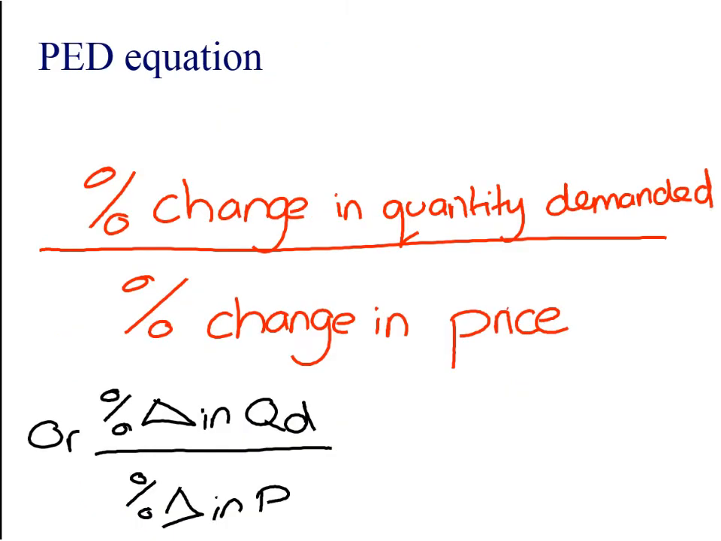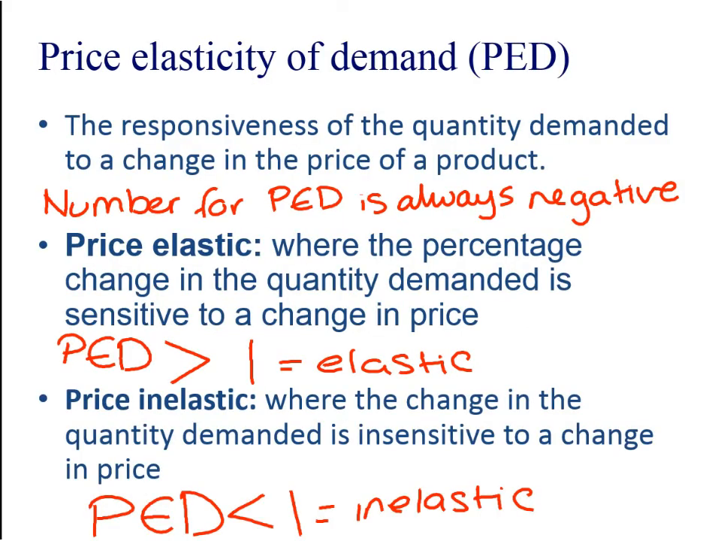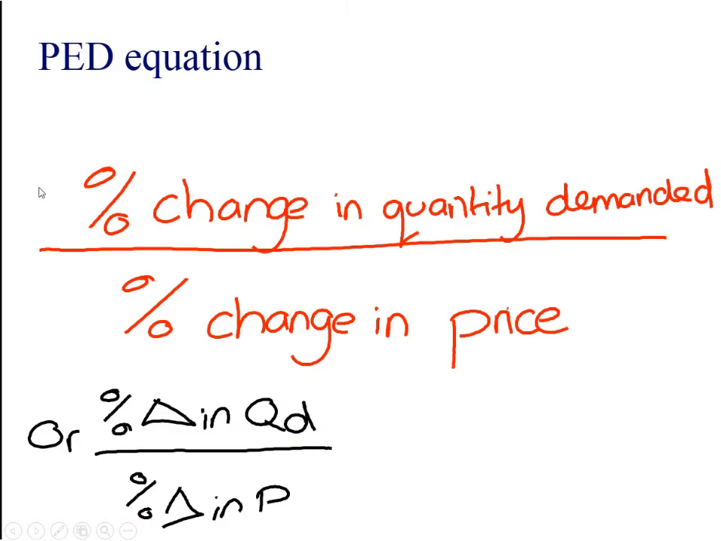Okay, so the equation here: you can either write the definition when you get those 2-mark questions, define PED, price elasticity of demand, or you can write this equation. You can write the definition that's at the top here, but I personally think it's easier to write the equation, so I would stick with the equation. So percentage change in quantity demanded over percentage change in price.